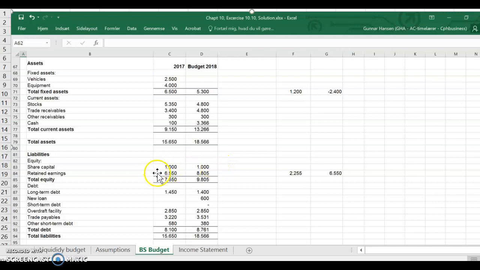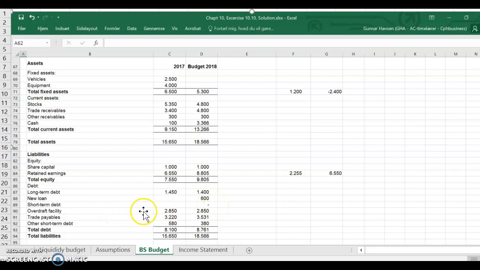Our retained earnings, it is the old amount of 6,550 plus profit for the year 2,255. So the new retained earnings is 8,805. With total equity here. Then we have a decrease in long-term debt because we repaid 50. We have the new loan of 600, half of the total investment.